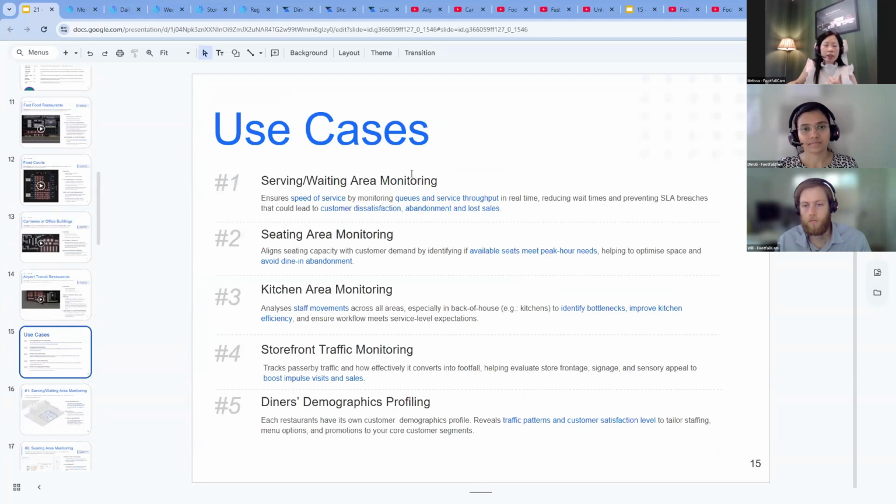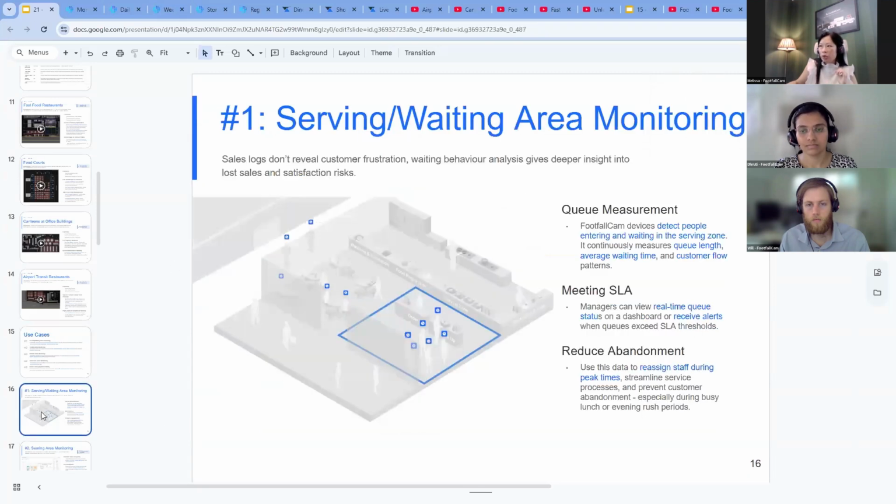So you can derive customer dissatisfaction and abandonment. Sitting area monitoring, very straightforward. Kitchen monitoring, the importance of the heat map and a way to motivate the staff to know when to speed up. Storefront, of course, because it's a lot of impulse buying, so what you can do and when you can increase the impulse buying. Diners demographics, so who are they? What are the group sizes at the different serving times? So let's look at case one, serving and waiting time monitoring.